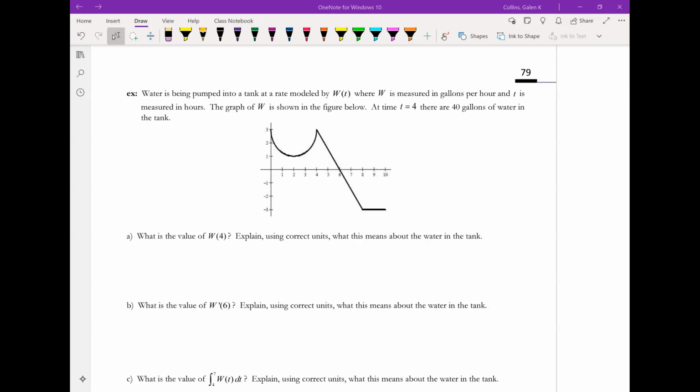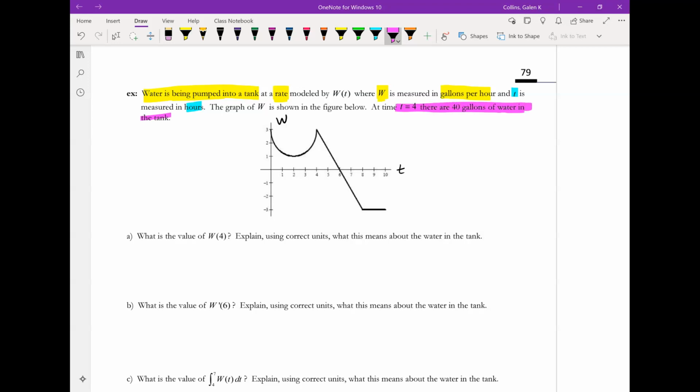So water is being pumped into a tank at a rate modeled by W. So W is representing the rate at which water is pumped into the tank, and that's measured in gallons per hour. So T obviously represents time and is measured in hours. And again, we're given W of T in our graph. We are also told that at time T equals 4, there are 40 gallons of water in the tank.